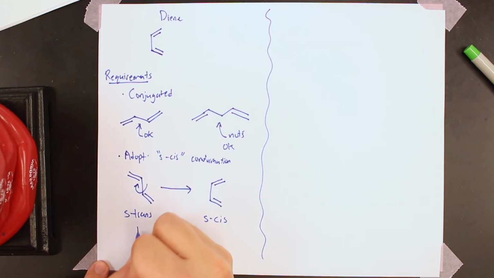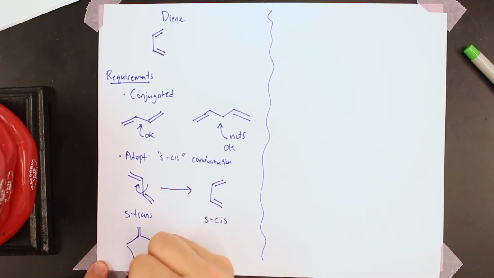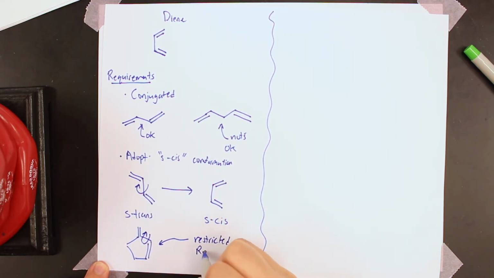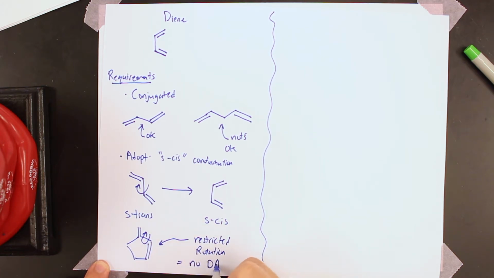An example of a diene that would not function well is something like this. So if we have a molecule, a diene like this, rotation around this single bond would not be possible because it's a cyclic molecule. So there's restricted rotation in this example. Hence, no Diels-Alder reaction will occur.